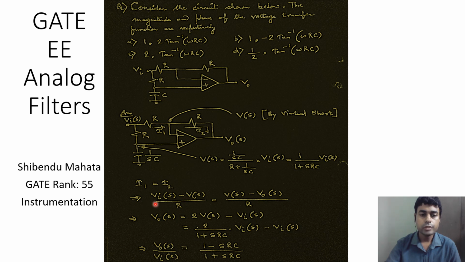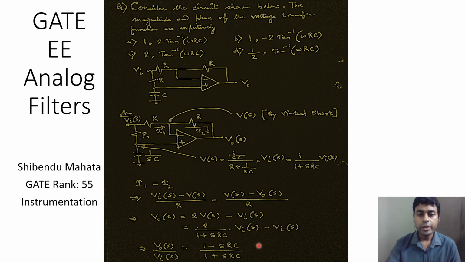And so from this expression, we can frame V naught S as 2 times V of S minus VIS. And then we have already found out the value of Vs. So if we substitute this value of Vs as 1 by SRC multiplied by VIS in this equation over here, then V naught S by VIS, which by definition is our voltage transfer function, will be equal to 1 minus SRC by 1 plus SRC.